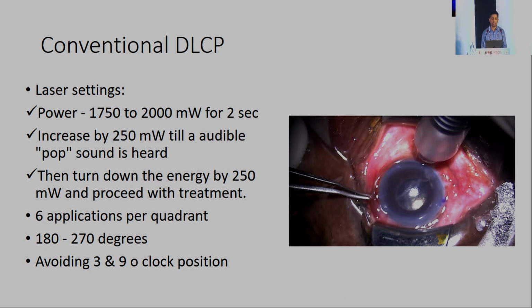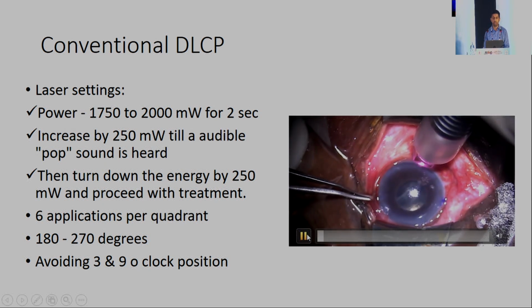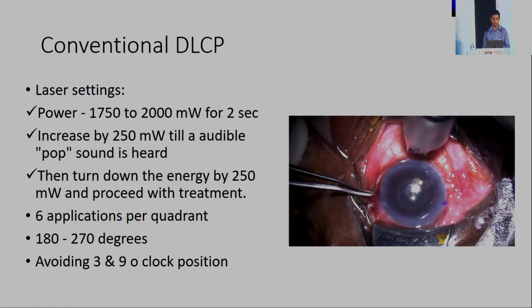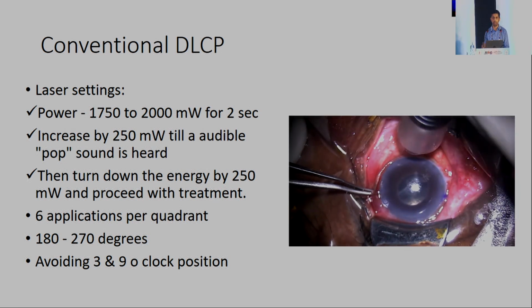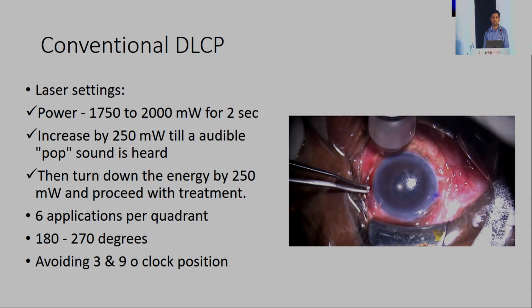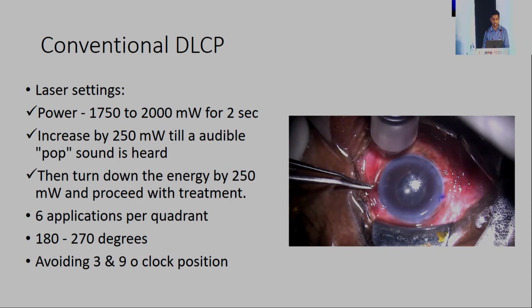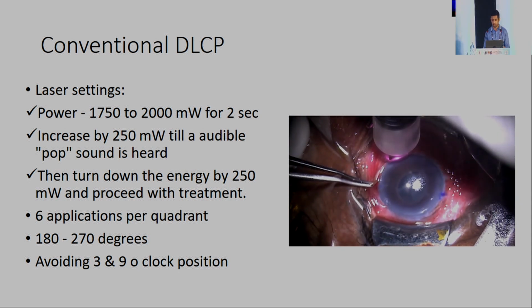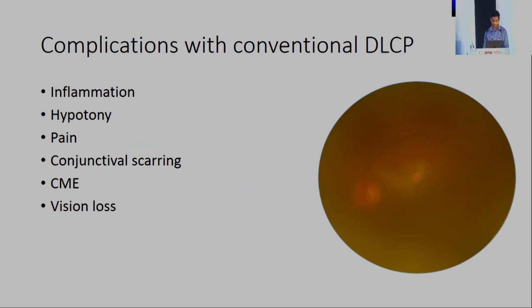So coming on to conventional DLCP settings, the power is started usually at 1750 to 2000 milliwatts for 2 seconds. We have to increase by 250 milliwatts till an audible pop sound is heard, then turn down the energy by 250 milliwatts and then proceed with the treatment. Usually 6 applications are done per quadrant. We do up to 180 to 270 degrees. We have to avoid the 3 and 9 o'clock positions.